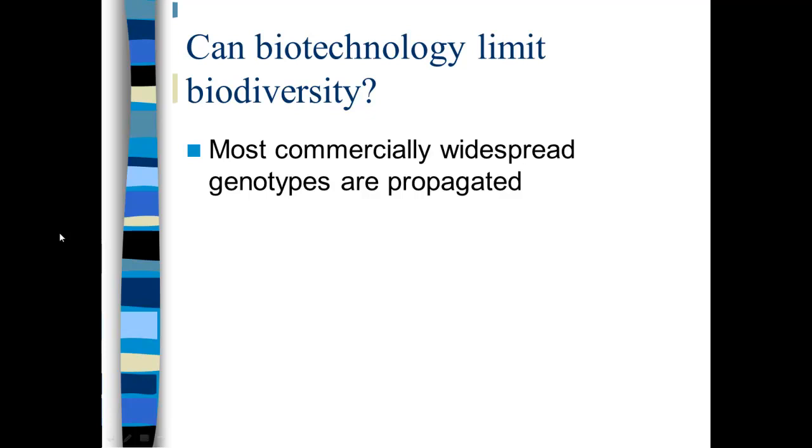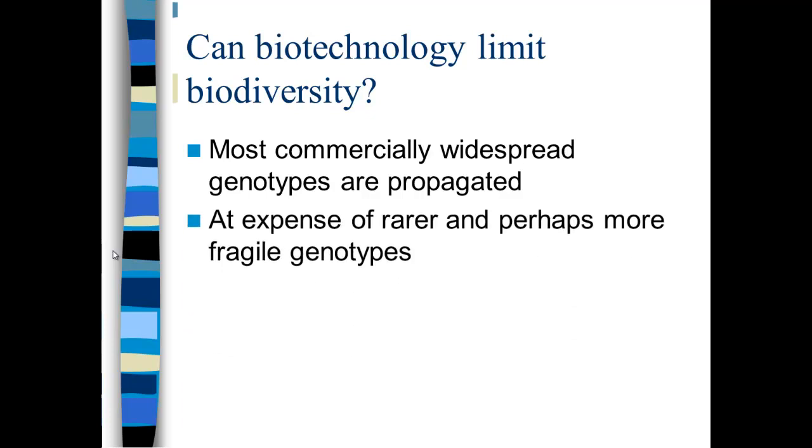And it turns out that the best genotypes are the ones that are planted. The best genotypes are a single genetic variation of corn, rice, soybeans, wheat, and these are the ones that are propagated at the expense of rarer and perhaps more fragile genotypes. It's more economically viable to plant a robust genotype than a fragile genotype. And so these fragile genotypes can be displaced, but they are necessary because they may be fragile in one environment, but given an environmental change, they may be more robust.